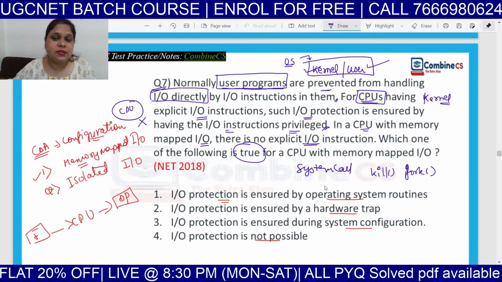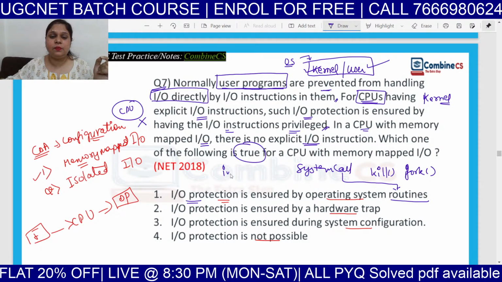Now the correct answer is, which is true about the CPU: input output protection is ensured by the operating system subroutine, because a system call is also known as a routine. So that is the correct answer. Similarly, there are two different types of programs running in our computer system: one at kernel level, another at user level. When you do any work at kernel level, each and every task is explicitly done by your system call.